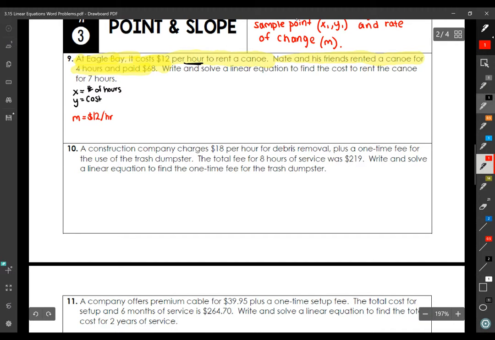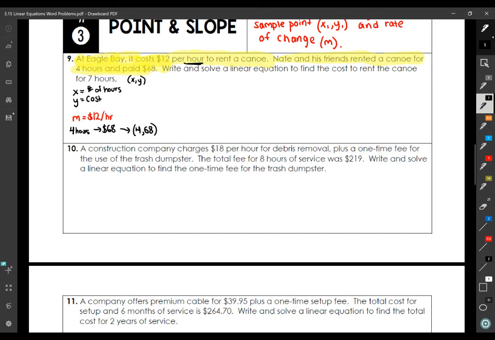And we're also given a sample point. We're told that 4 hours cost $68. So we're going to put that information into an ordered pair. Remember, it's x comma y. So it's number of hours, which is 4, comma, cost, 68. Here is our sample point.